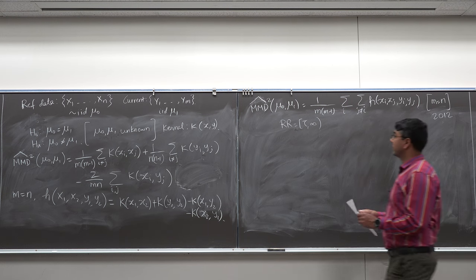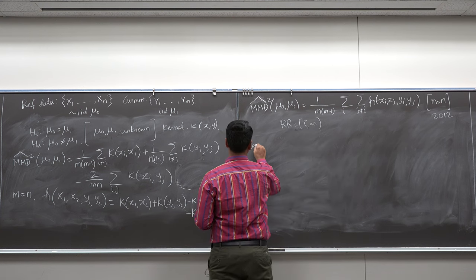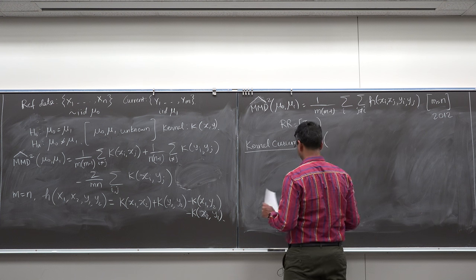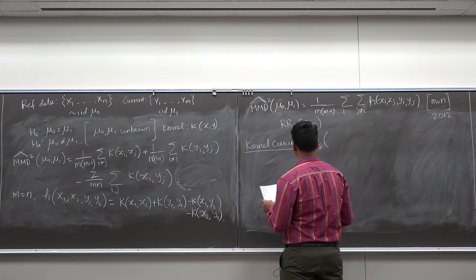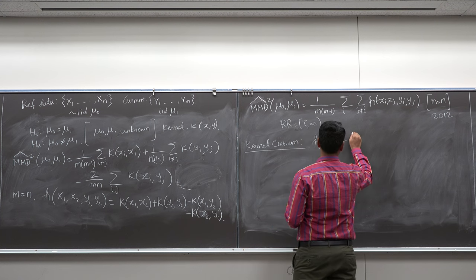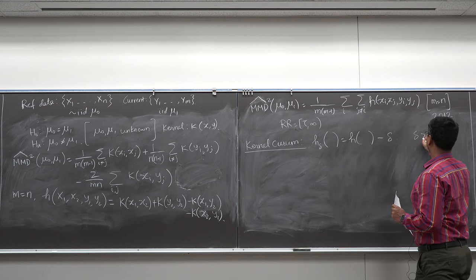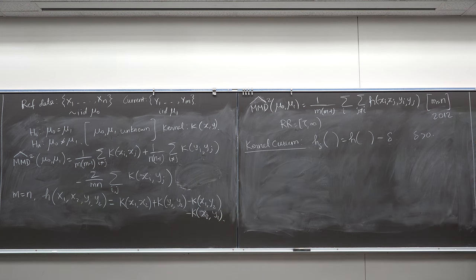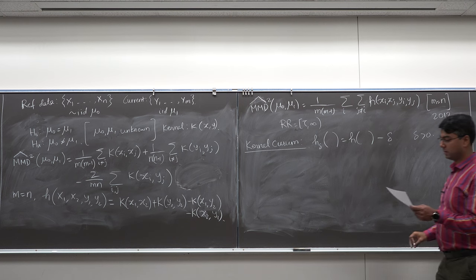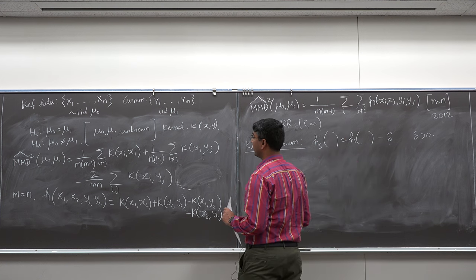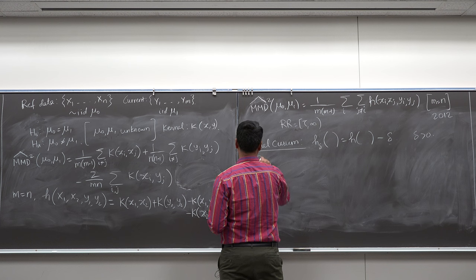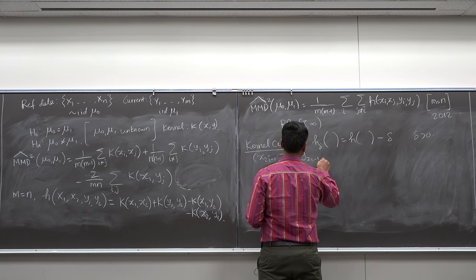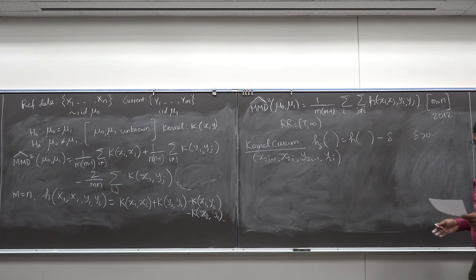So the first thing is the kernel Cusum. I'm going to define h of delta, where delta is positive. So for this h function, I'm just going to subtract a delta value from it. And I'm going to create pairs of x: x(2i-1), x(2i), and y(2i-1), y(2i). So I'm taking data sets of equal size.